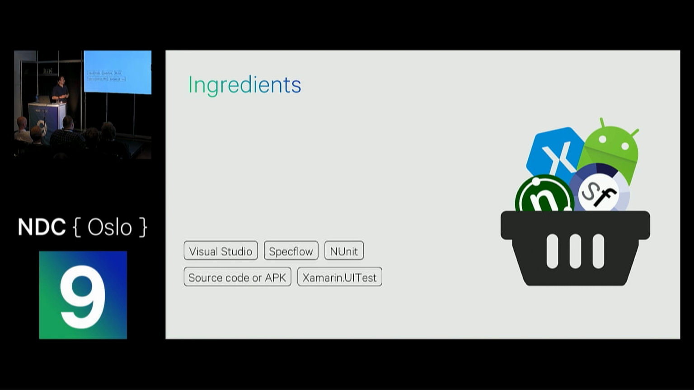Because we have a mobile phone, we need the source code or the APK. So source code when it's an IPA for iOS, or the APK, because you can just randomly get an APK from the App Store and start writing tests on that one. And the last part is that we are using Xamarin UI Test. It can be another one, but the power of this one is that I'll be able to use C# in order to click around on the several buttons.